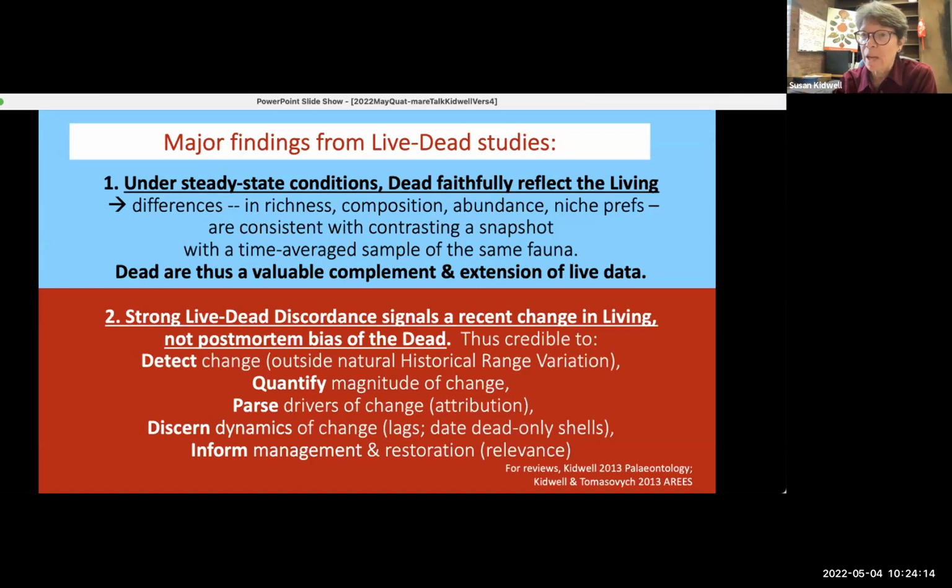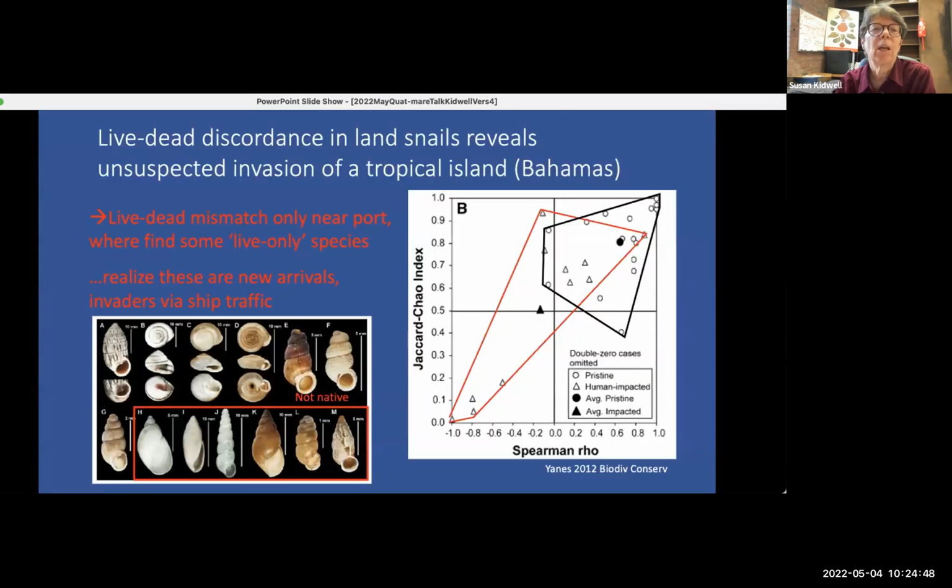We can quantify its magnitude because we've got quantitative abundance data. We can parse the drivers, we can attribute which driver, because we know the biology of the dead only and the live only taxa. We can discern the dynamics of change if we date the ages of the dead only shells, find out lags. And we can of course inform management and relevance, which is how we then segue into conservation paleobiology and the sorts of things that you're interested in. Okay.